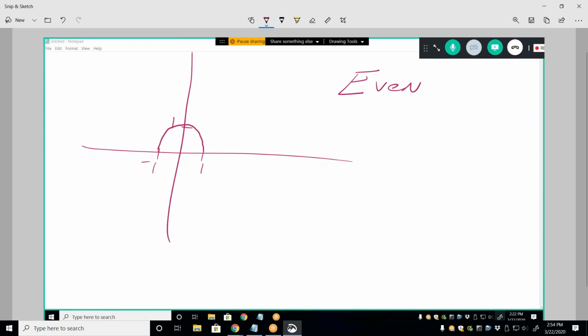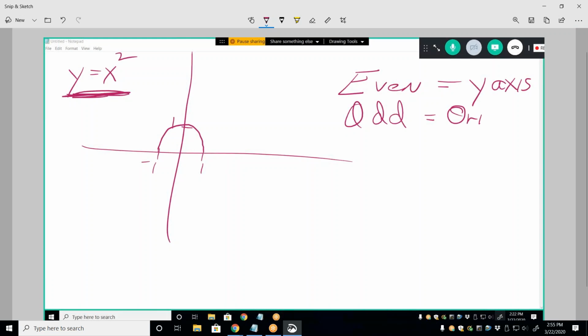And the way you can remember it is remember this function right there that has an even exponent. What axis is that function symmetrical with? The y-axis. Okay, so even means y-axis symmetry. Odd means what kind of symmetry? Against the x-axis. No. Odd means symmetry with the origin. Totally different.